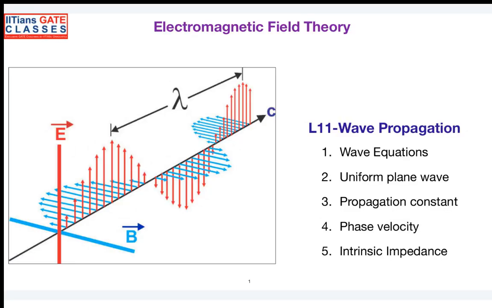So in today's wave propagation, we'll see the topics that you can find out here. That is the wave equations and the type of uniform plane wave. It is also said to be the transverse electromagnetic wave. And we'll see some of the parameters when the wave is propagating in any medium. You can characterize the wave propagation using constants like propagation constant, phase velocity, and the intrinsic impedance.